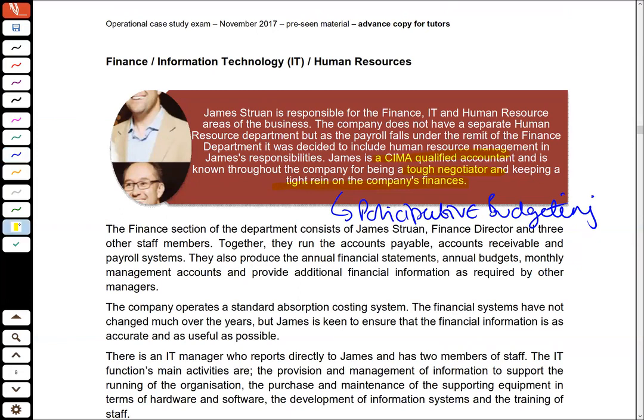He also confirms that we do use a standard absorption costing system, but he does like information to be as accurate and useful as possible. So what kind of standards has he set? Because obviously, from an accurate point of view, standards are quickly out of date. And from a useful point of view, is absorption even relevant anymore? If we want to make it useful, should we consider switching to ABC?